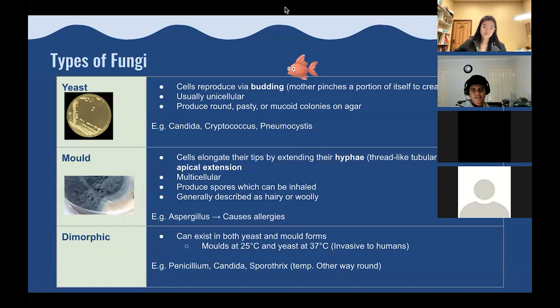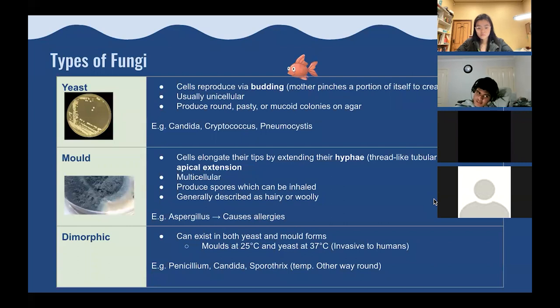Okay. So mold is basically when it grows by extension. So it grows by spread instead of multiplication, if that makes sense. Basically it starts as maybe a small dot and then the dot just grows and grows and grows. It spreads by extending the hyphae. It's called apical extension, okay? These are multicellular, and the really dangerous thing about mold is it produces spores, which can be inhaled.